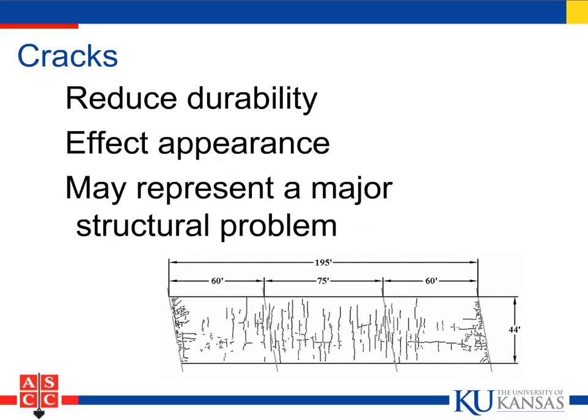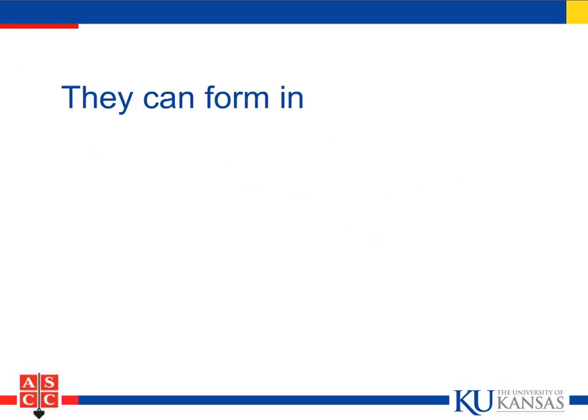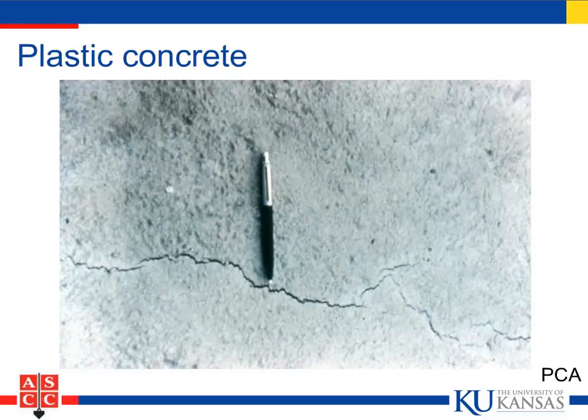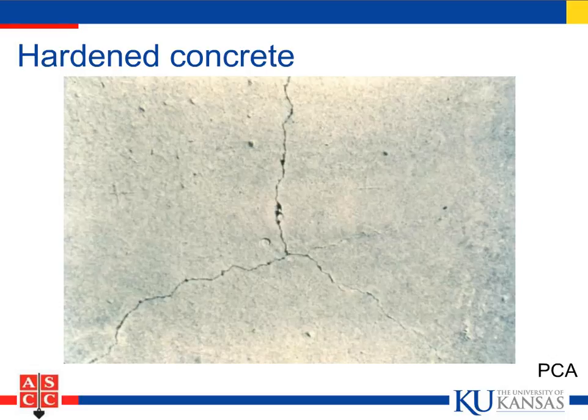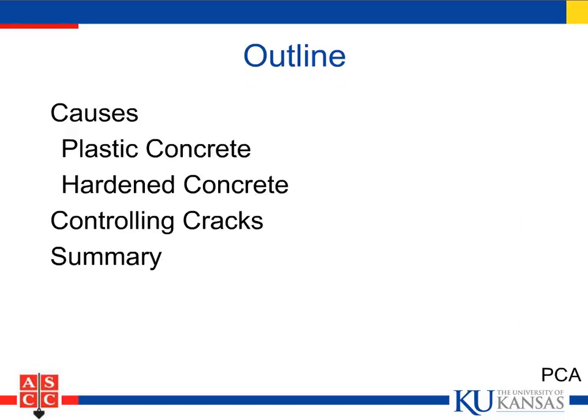Cracks reduce durability, affect appearance, and may represent a major structural problem. They can form in plastic concrete, and they can form in hardened concrete. Today we're going to talk about the causes of cracking in both plastic and hardened concrete, and talk about methods of controlling cracks, and then we'll summarize.